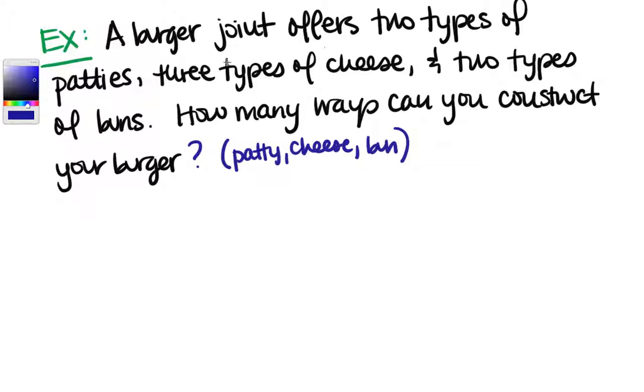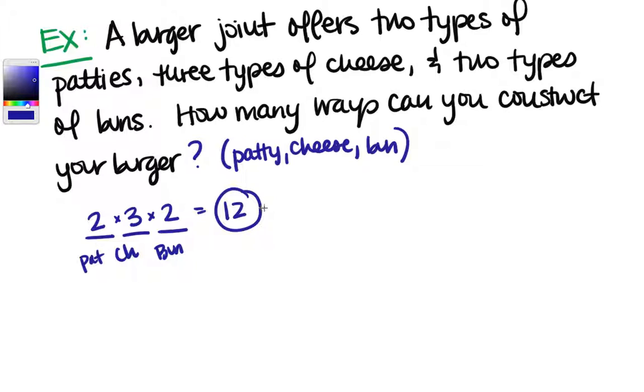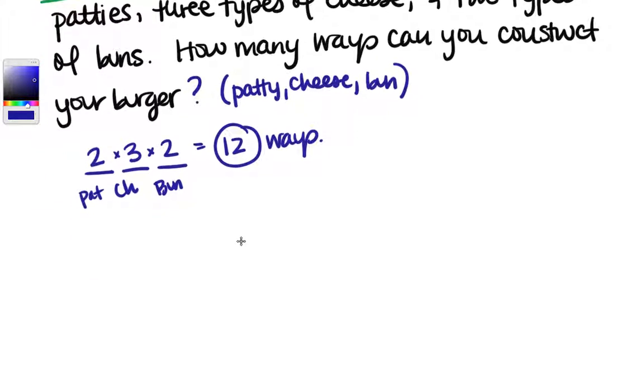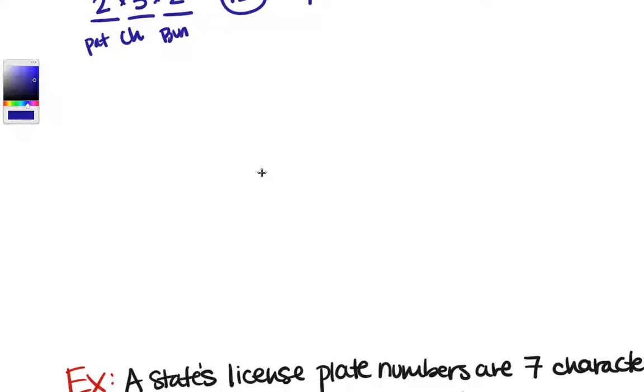Okay, so first of all, the multiplication rule says that because we've got 3 options, the patty, the cheese, and the bun, we can just multiply the number of options. So that's 2 options for the patty, 3 options for the cheese, 2 options for the bun. 2 times 3 is 6, 6 times 2 is 12. So we should get 12 different ways we can construct this burger. But let's map this out in a more visual way that really illustrates what those 12 options are.